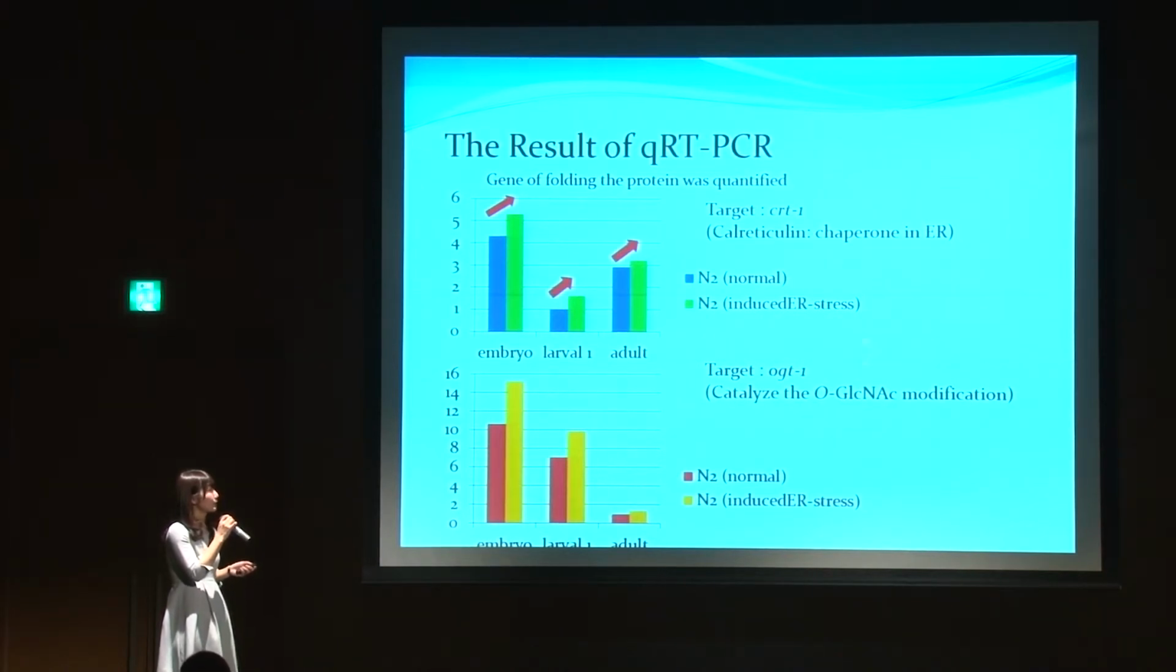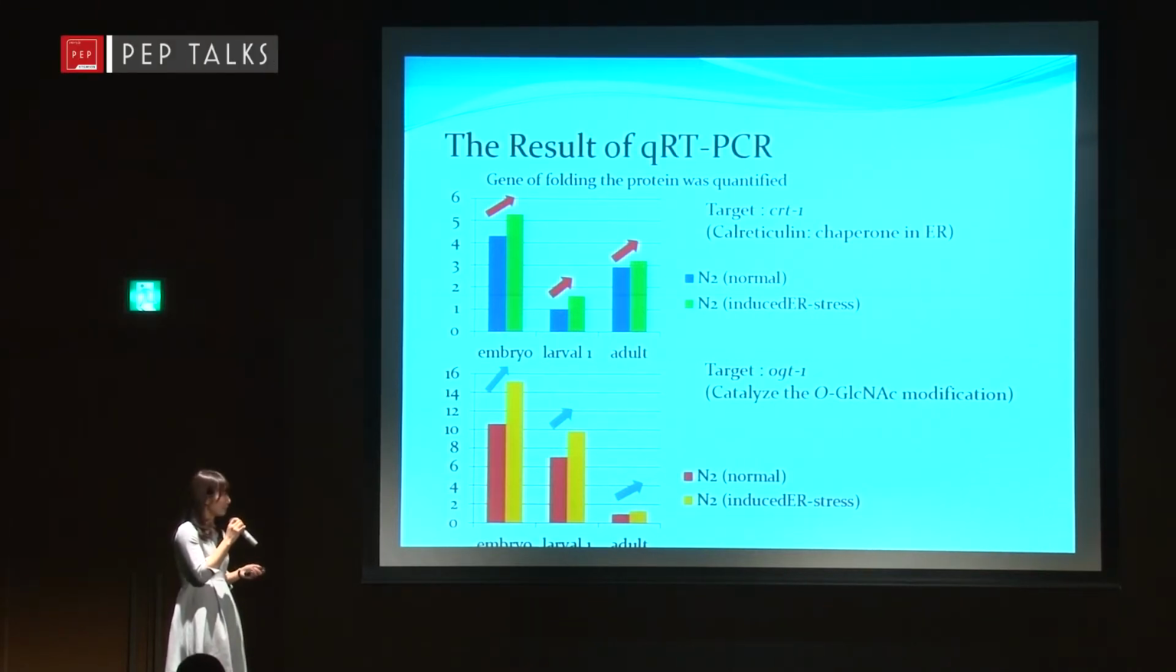Next, focused on the target gene OGT1. OGT1 catalyzes the O-GlcNAc modification. Compared with normal samples, the sample of induced ER stress also increased the expression level.